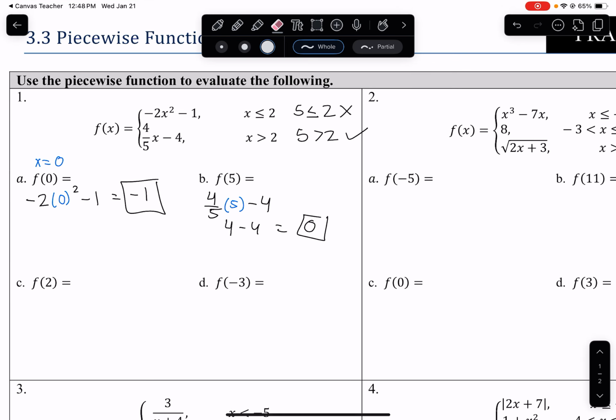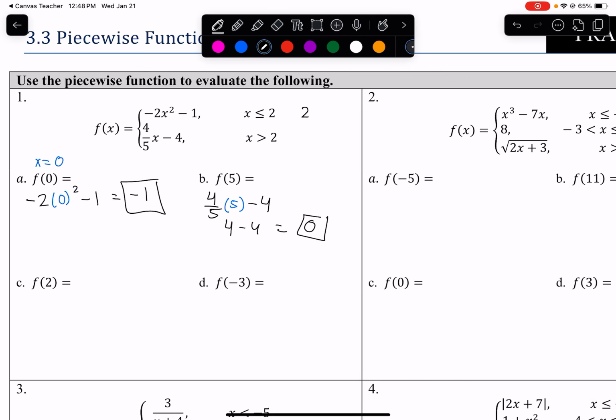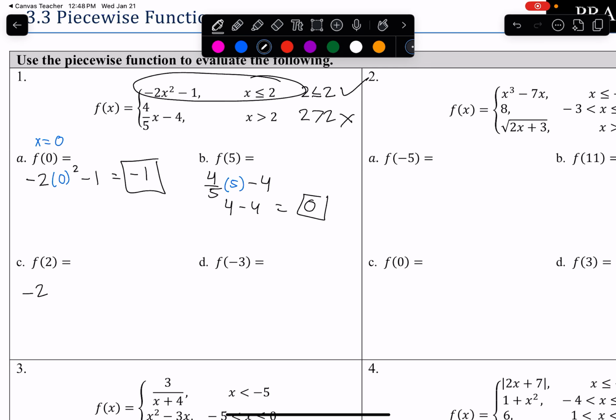All right, and then we've got f of 2. So here we have to look. Okay, is 2 less than or equal to 2? That is true. Is 2 greater than 2? That's false. So I'm using this first equation. So I've got -2, and then I'm plugging in my x value of 2 squared, and then minus 1.